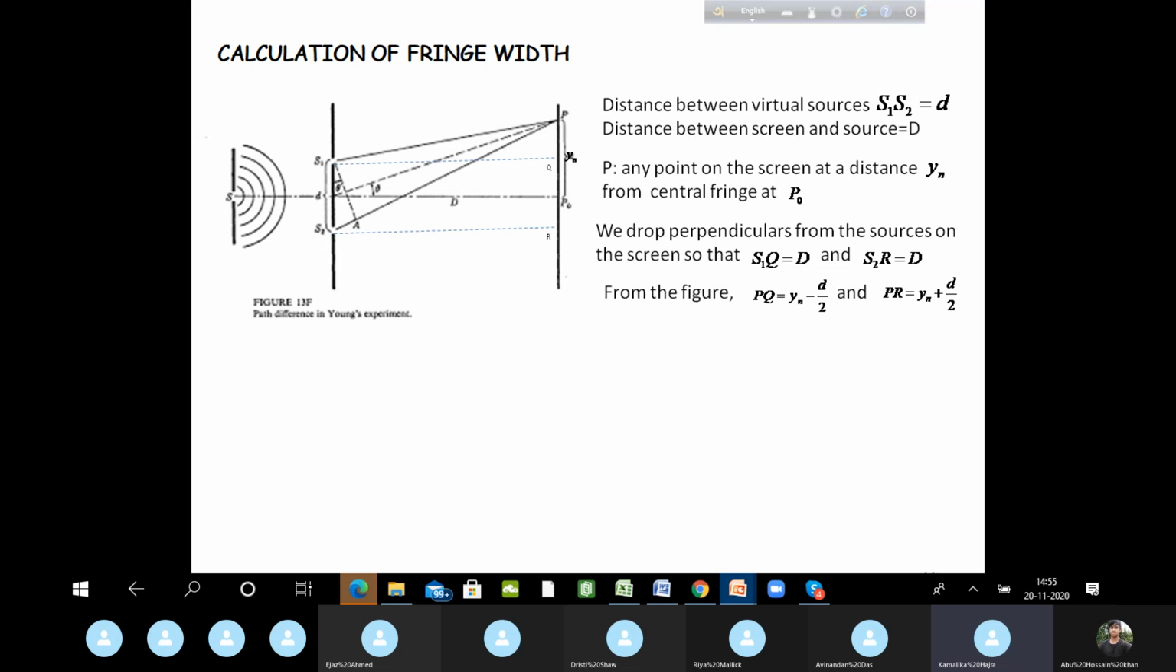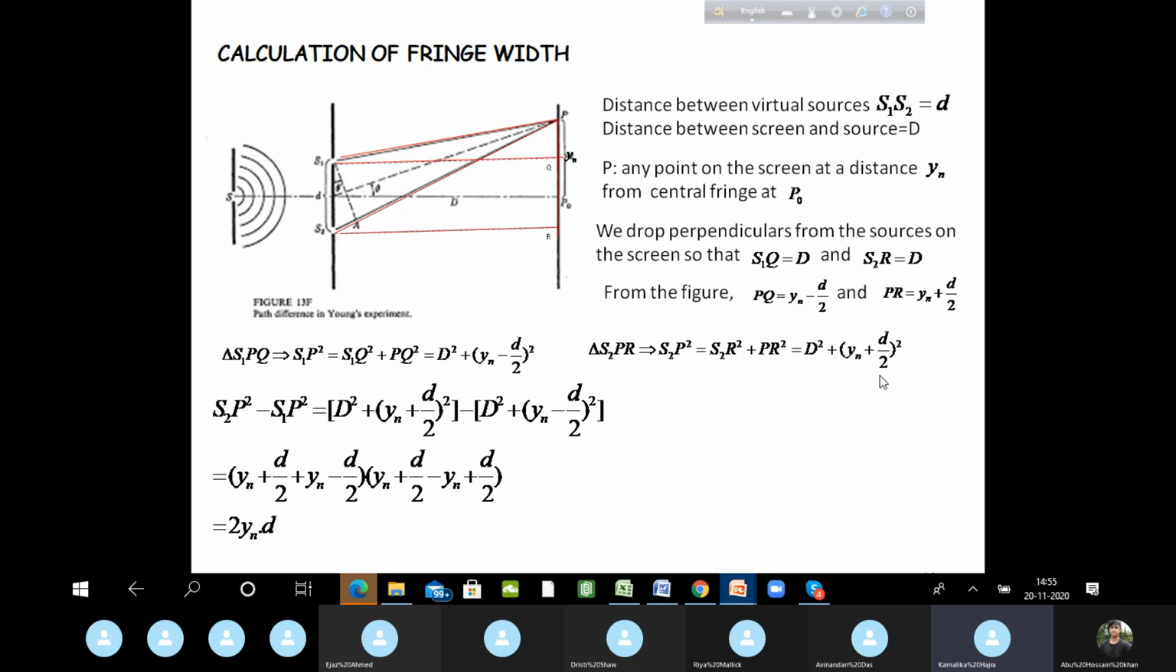From the figure you can see that, let us go to the triangle. If you take this triangle in red over here, S1PQ, then you get S1P square is equal to S1Q square plus QP square, which is equal to D square plus (yn minus d by 2) whole square. Then you take the next triangle, S2PR, there you get S2P square equal to, again, capital D square plus (yn plus d by 2) whole square. So S2P square minus S1P square would give you something like this, 2ynd.